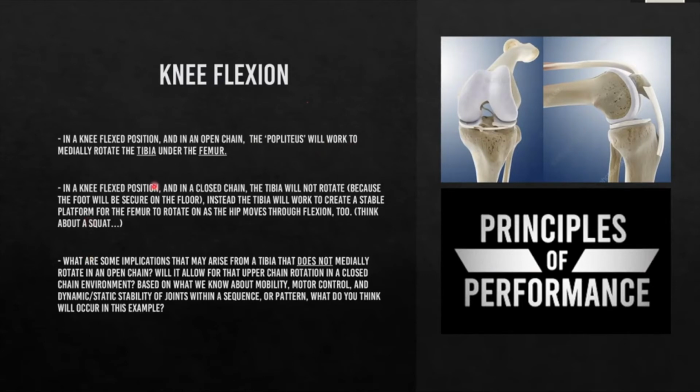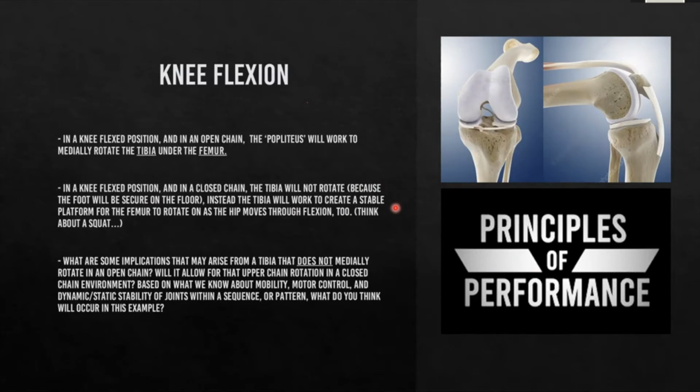In a knee flexed position and in a closed chain, this is very important, especially for any powerlifters that might be watching. The tibia will not rotate because the foot will be secure on the floor. Instead, the tibia will work to create a stable platform for the femur to rotate on as the hip moves through flexion as well. So we're thinking about a squat.